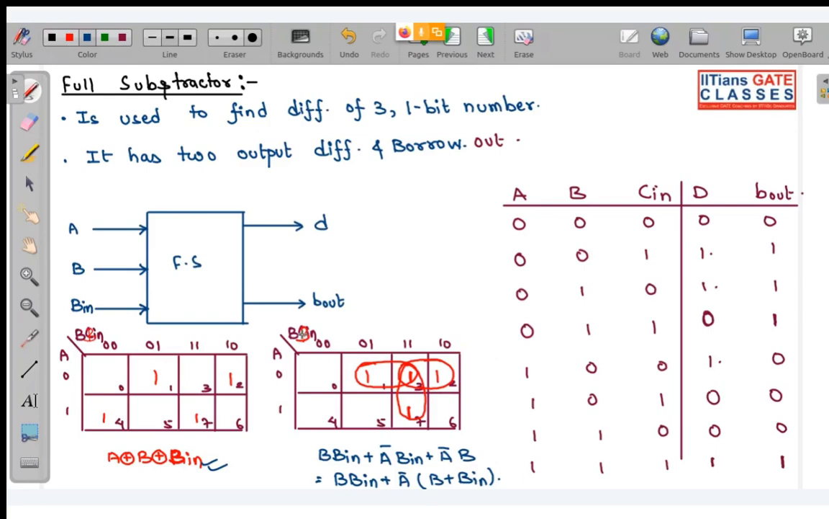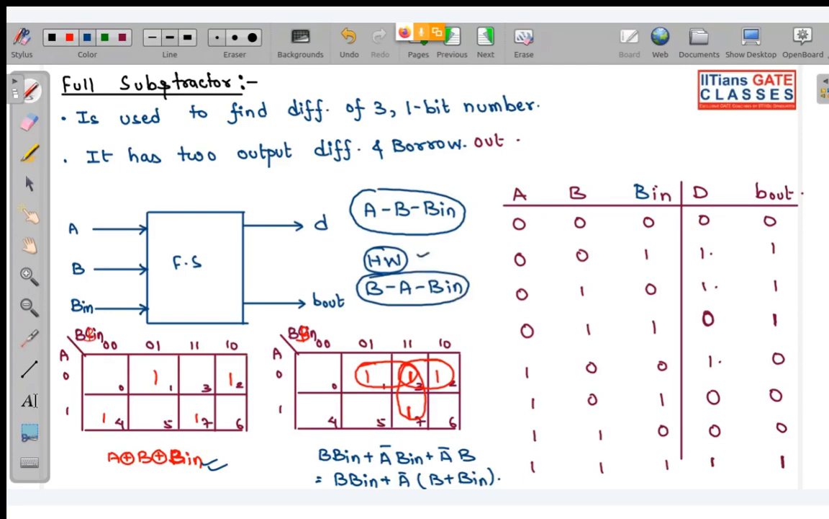So this is for your full subtractor. We have calculated this for, look, again I have written C in over here. This is not C in, I am very sorry. This will be B in. So I have done this for A minus B in. This I have solved. Now leave some space. Your homework will be to calculate for B minus A minus B in.